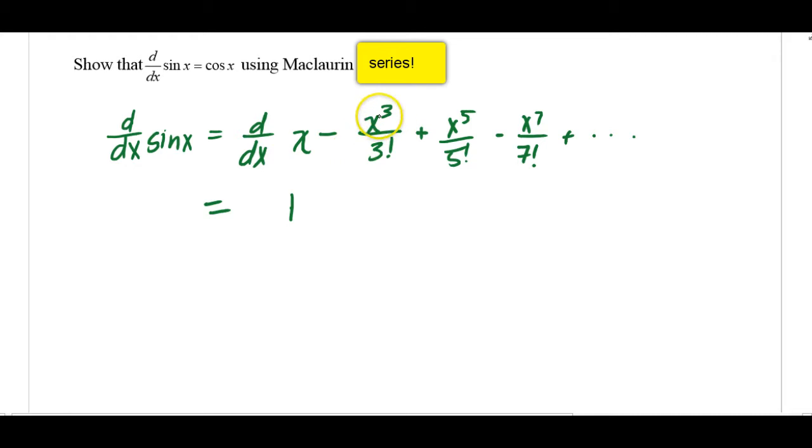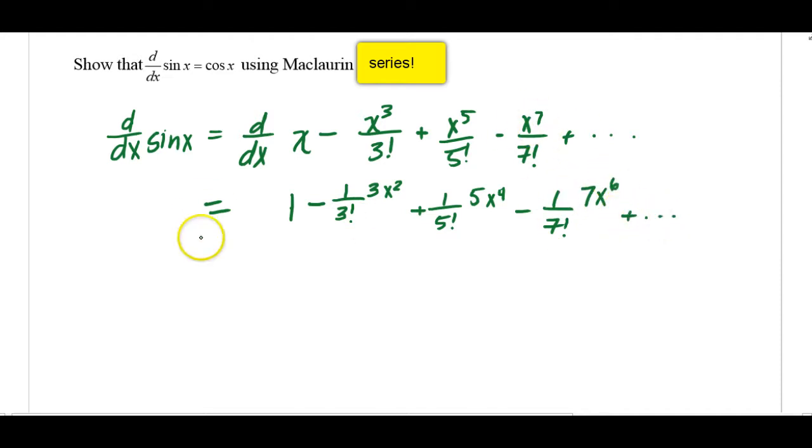And now the derivative of x cubed. Remember, 3 factorial is like 1 over 3 factorial, so let's put that in the front. So I have 1 over 3 factorial in the front. The derivative of x cubed is 3x squared. And then plus 1 over 5 factorial. The derivative of x to the 5th is 5x to the 4th. And we'll go one more, minus 1 over 7 factorial. The derivative of x to the 7th is 7x to the 6th, and so on and so forth.